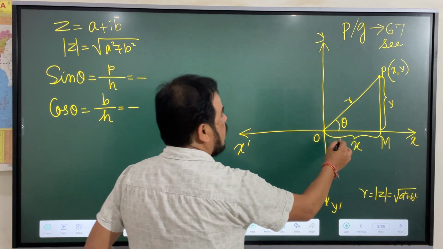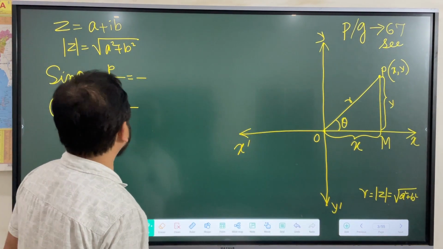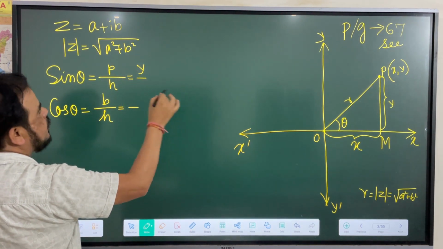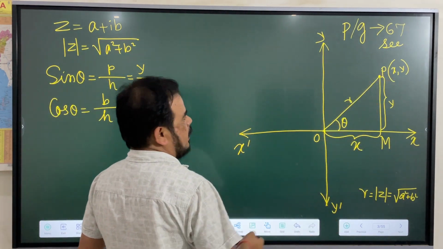With respect to theta, this is base, this is perpendicular. Base is x, perpendicular is y. So sine theta is equal to perpendicular by hypotenuse. Perpendicular is y, h is r, hypotenuse. This is r. Why is it r?